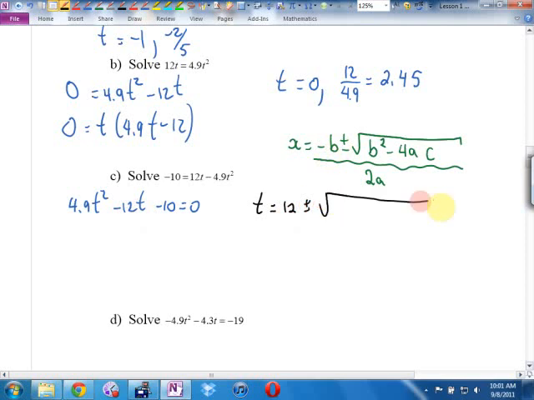Usually, if I can, I do b squared in my head. Hopefully, most of you have memorized most of the perfect squares. So I'm going to write 144, right? That's b squared. Save myself some typing. Minus 4 times 4.9 times negative 10 all over. And often I'll do the 2a in my head because my 2 times table I'm pretty good at even with decimals. 2 times 4.9 is 9.8.